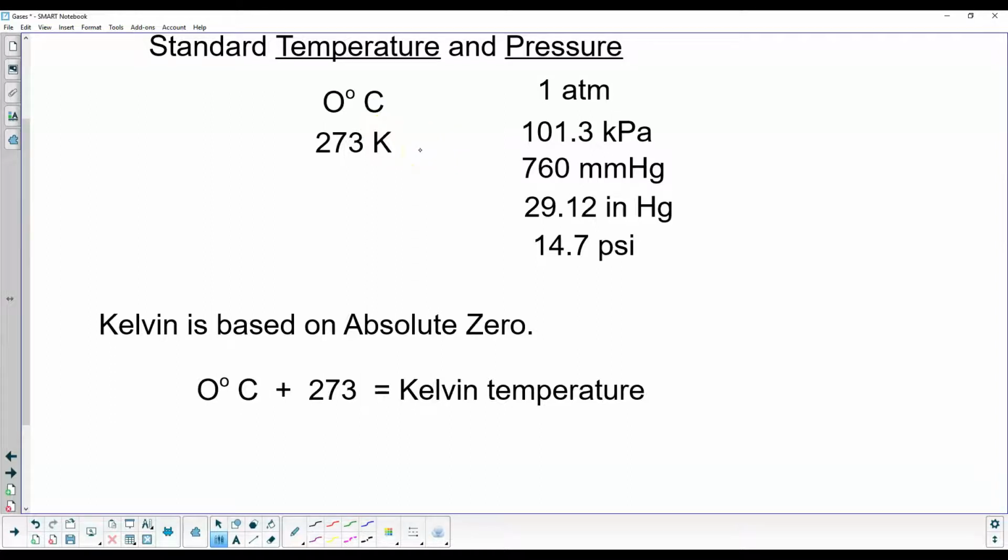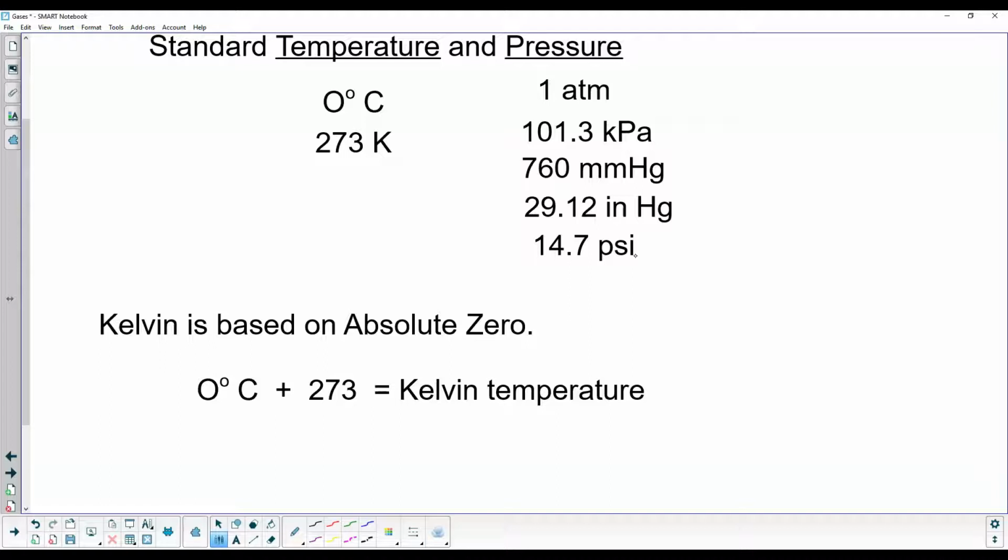And pressure units, we already talked about some of these. 1 atmosphere, 101.3 kilopascals, 760 millimeters of mercury, 29.12 inches of mercury. Sometimes you'll see inches. It's not real common, but you may. Or 14.7 psi. These are all constant values.